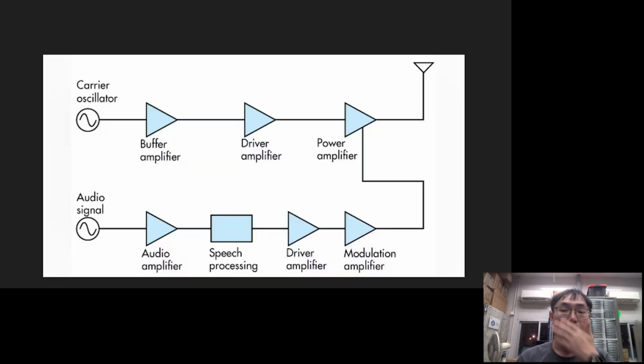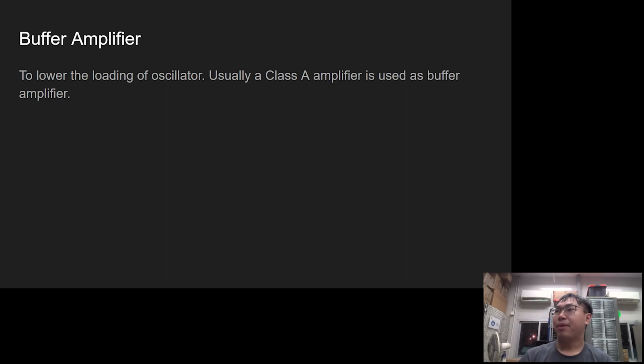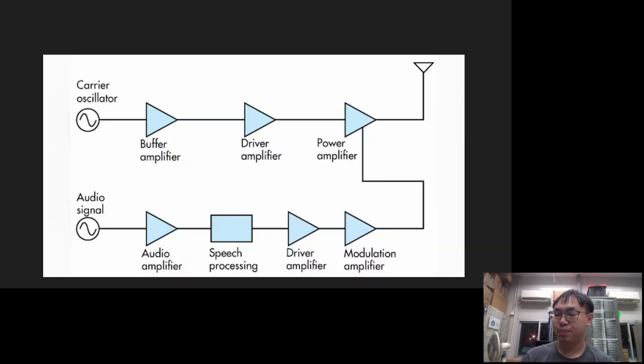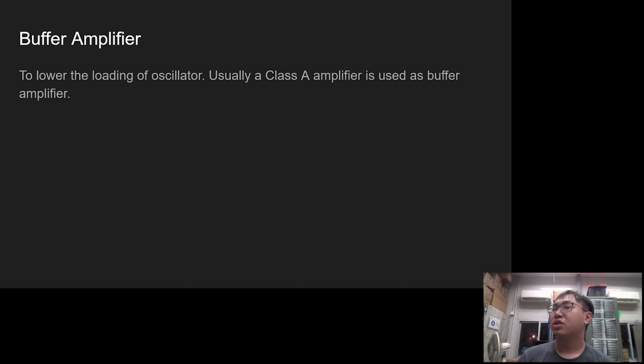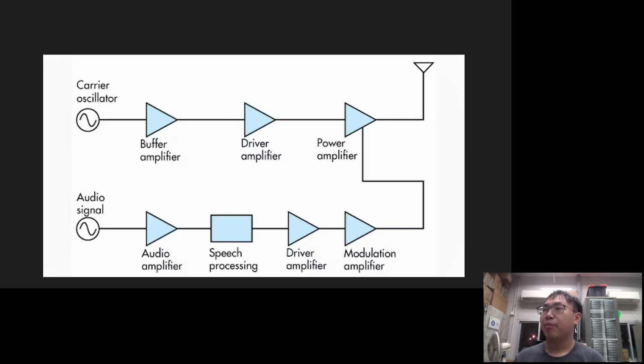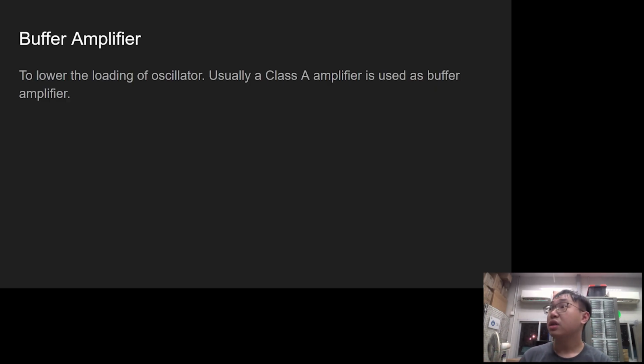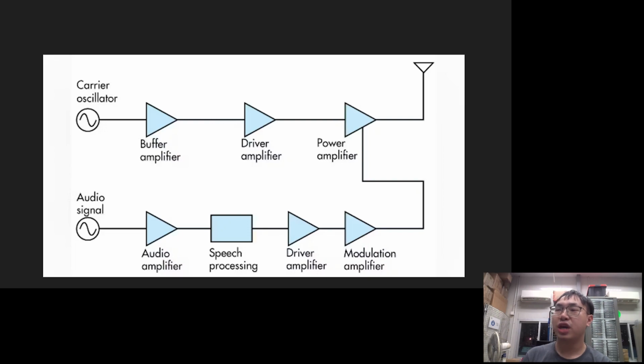Okay. Oh, I finally put it in. Buffer amplifier. They just amplify the signal. So that the buffer amplifier is to help amplify the RF, so that your carrier oscillator does not have to output a very high power signal. Okay. Lower the loading of the oscillator. Usually we use a class A amplifier as the buffer amplifier, so that you don't want the carrier wave to have some loss, lossless, right?